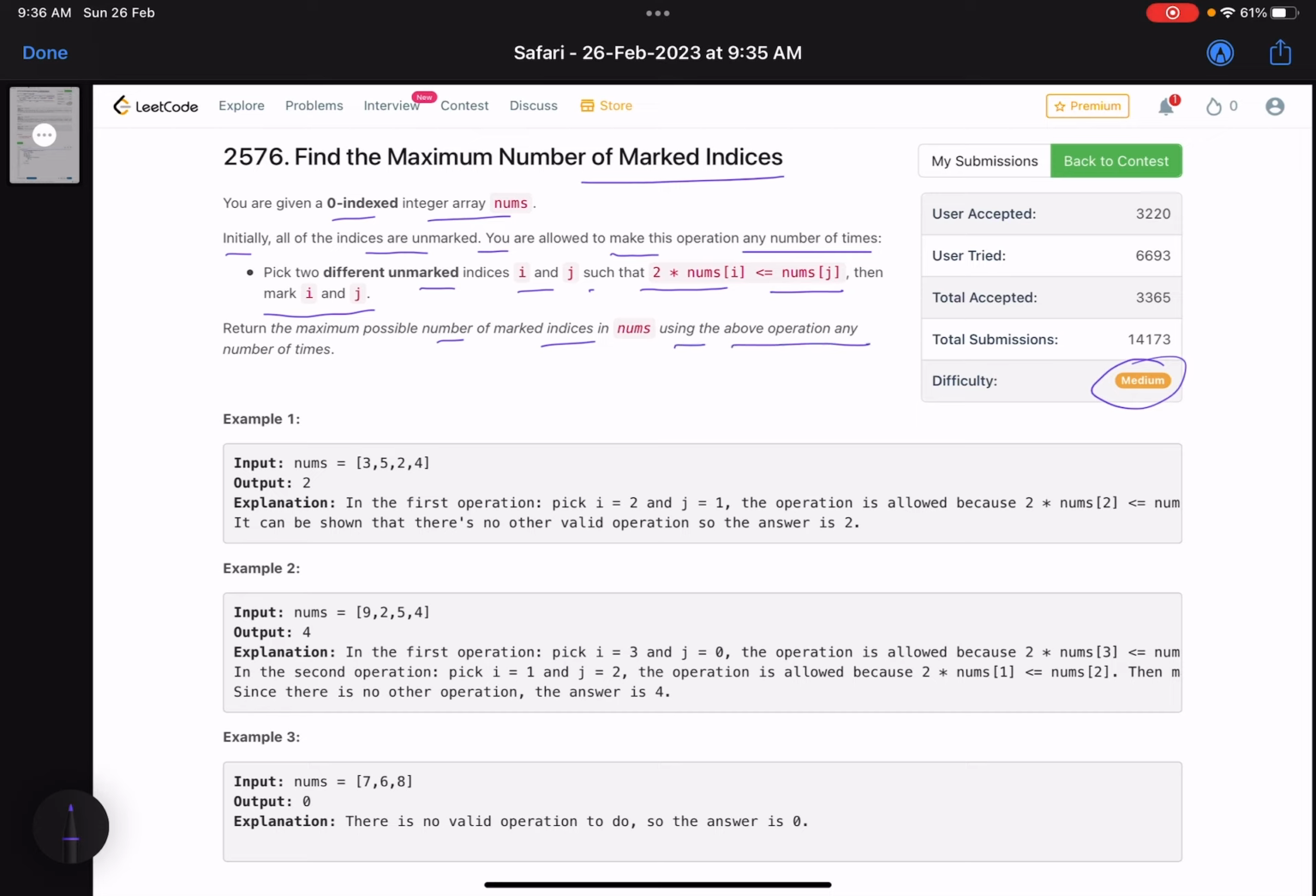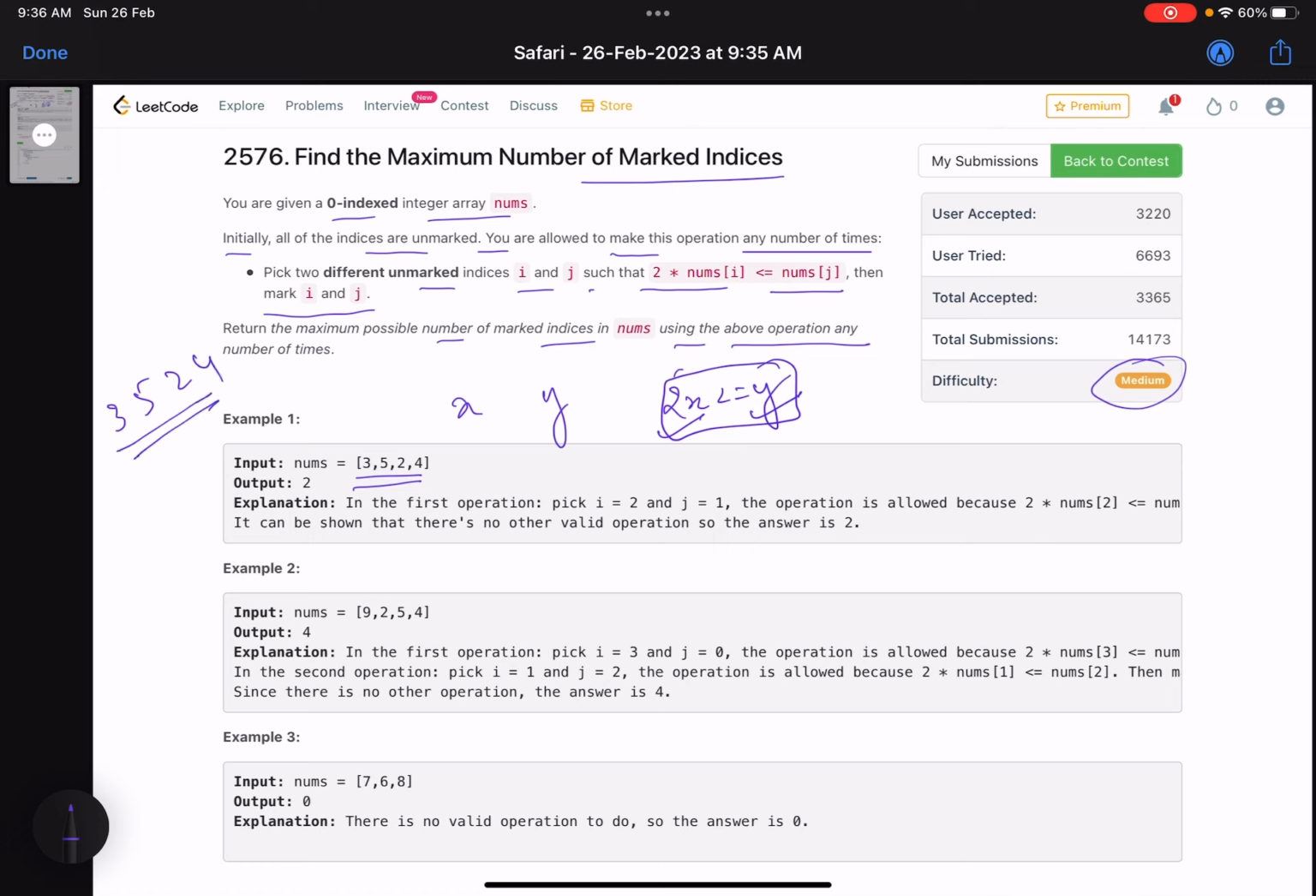So you are given an array and you can perform one operation. Which operation? Pick two numbers, let's say x and y, such that 2 times x is less than or equal to y, so mark these two indices as visited. You need to tell the maximum number of marked or visited indices. That's the problem. Suppose this is your first example, 3, 5, 2 and 4.